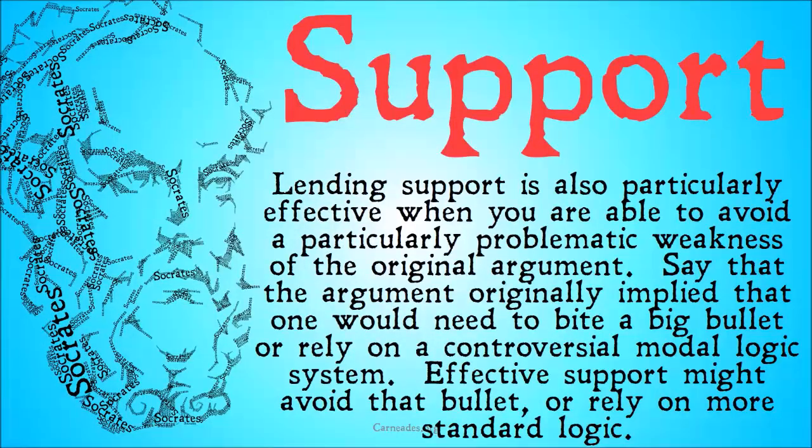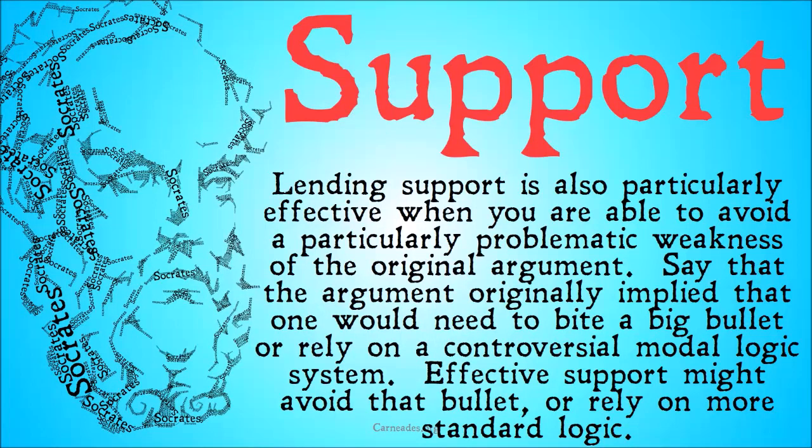So lending support is also particularly effective when you are able to avoid a particularly problematic weakness of the original argument. And this is why it's important to understand the ongoing debate around an argument like this before you look at providing support, so that you can say, wow, people always object to this one premise that's particularly shaky or problematic. I think that we can run this argument without that premise, and here's how.